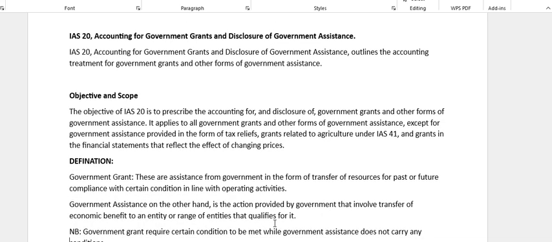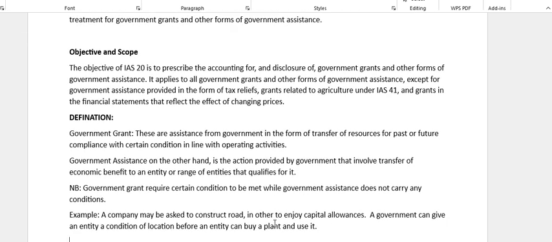Like I've always been telling us, whenever we are looking at standards, we look at it from the point of view of definitions, recognition, measurement, presentations, and then disclosures. This standard is covered under IAS 20, that is International Accounting Standard 20. And so quickly, let's move tonight to the definitions.